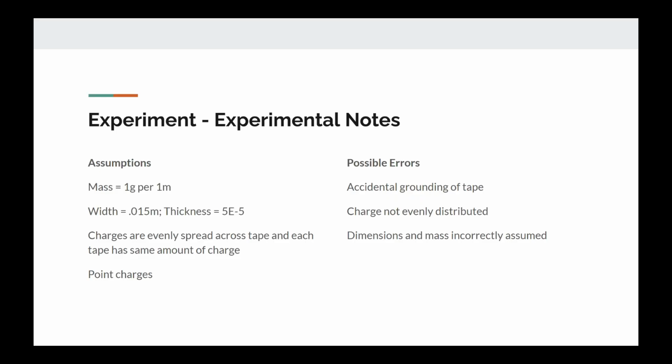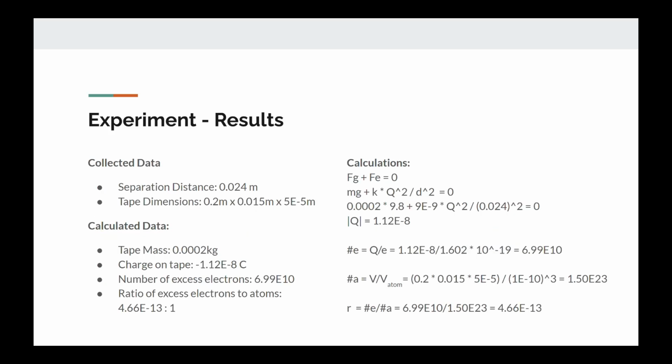There's also a big assumption that these tapes could be represented as point charges, despite them being irregular in shape. This can lead to some possible errors because the charge is not evenly distributed, considering the tape is an insulator. So this assumption will lead to some significant error. The dimensions and mass may also have not been correctly assumed because they were not measured, and discrepancies in this might lead to some significant error. There's also the possibility of accidental grounding of the tape by contact with people or objects, which would remove some of the charge before the experiment could be carried out.